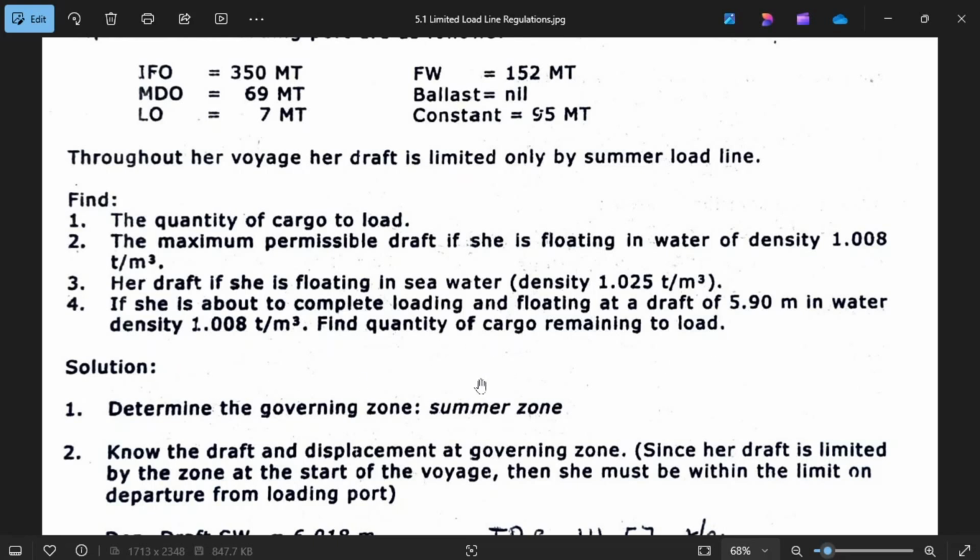Okay, so number 4, guys, what is meant here is that the local density of the loading port is 1.008. Now, when the vessel is about to finish loading and reaches the draft of 5.90 meters, the foreman will stop loading and ask the chief officer to make a draft survey. The chief officer and the draft surveyor will make a draft survey around the vessel so they can compute how much remaining cargo to load for departure. So that is what is meant here, and the density being used is the local density of 1.008.